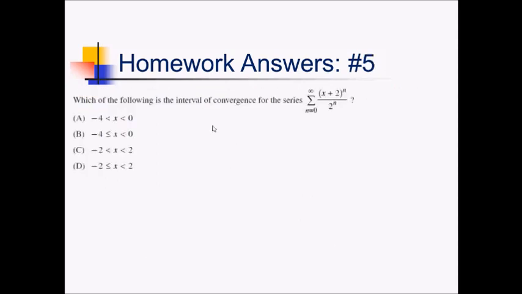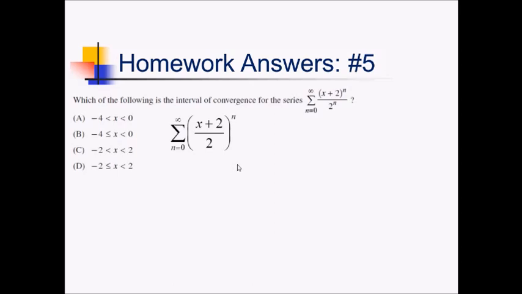On this problem, we want to know the interval of convergence for this infinite series. Now to make my life a little bit easier, since the numerator and denominator are both being raised to the n power, I'm just going to write this as one big fraction, x plus 2 over 2, all of that raised to a single power of n. A little bit easier to look at.